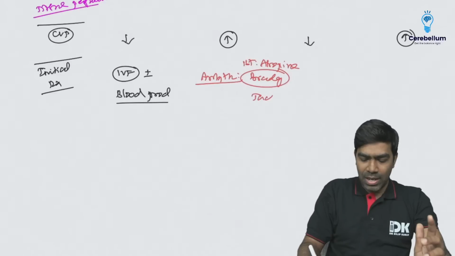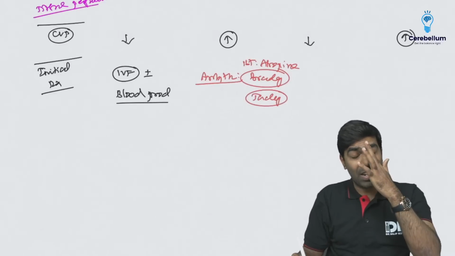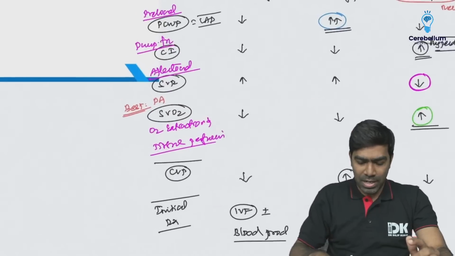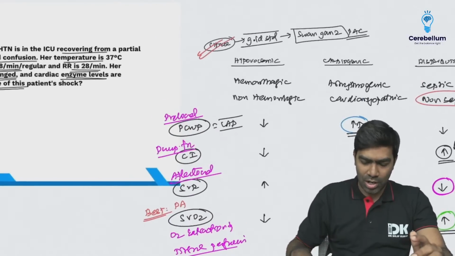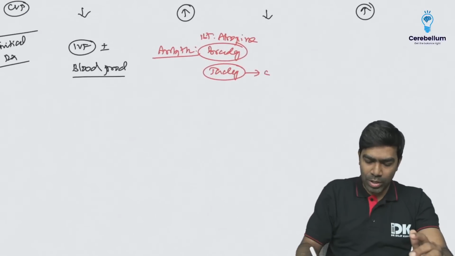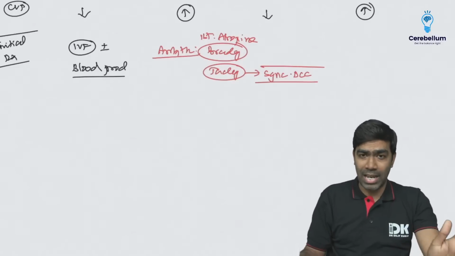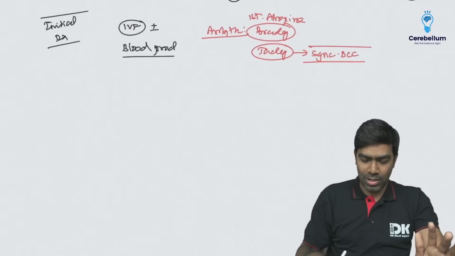If it's a tachyarrhythmia, it depends on whether the patient is having a narrow complex or a wide complex. But in general, remember our patient is in shock, right? Our patient is in shock. And if the patient is in tachyarrhythmia, you are going to perform synchronized DC cardioversion. You need to be very clear about that. The patient is in shock and having a tachyarrhythmia, synchronized DC cardioversion.